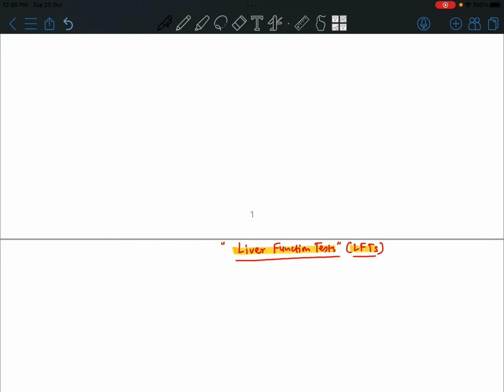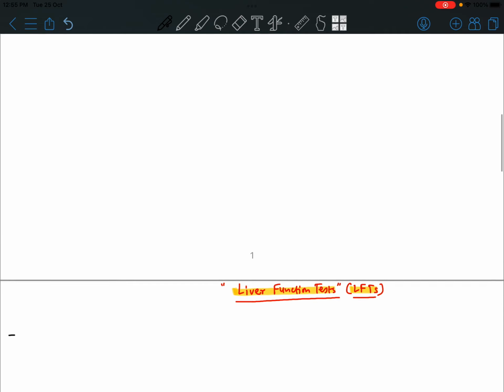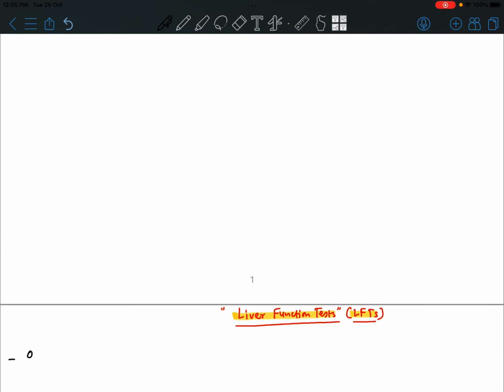Hello everyone, today we are going to learn about liver function tests. LFTs are a panel of routine biochemical tests that are performed to diagnose and manage liver diseases. The first point you need to know is that only 20% of liver tissue can carry out the whole normal functioning of the liver.